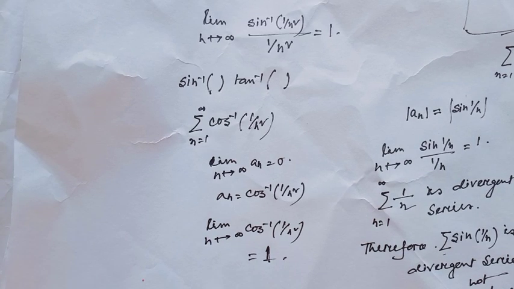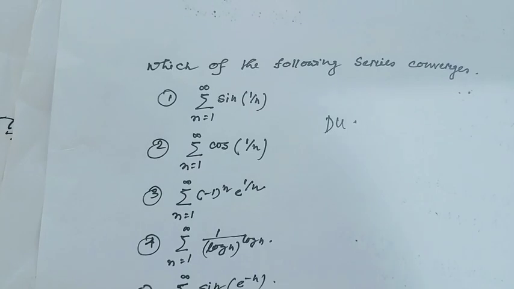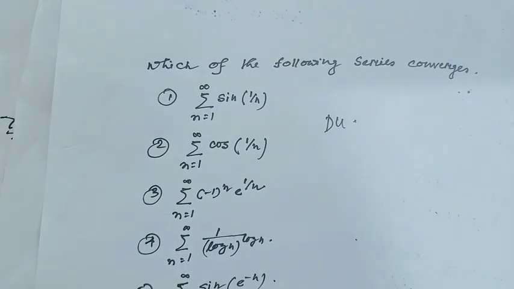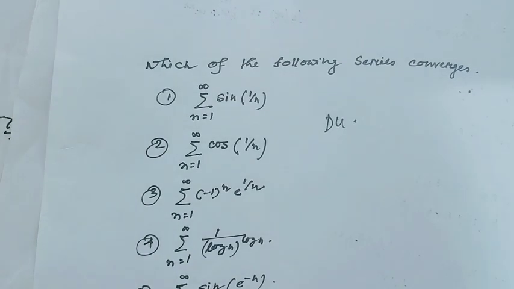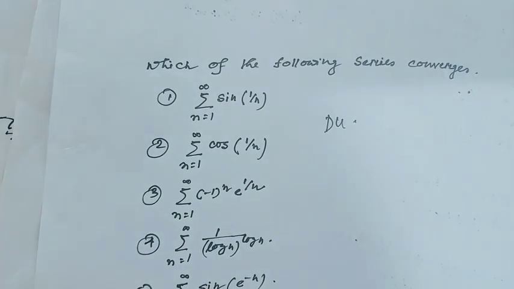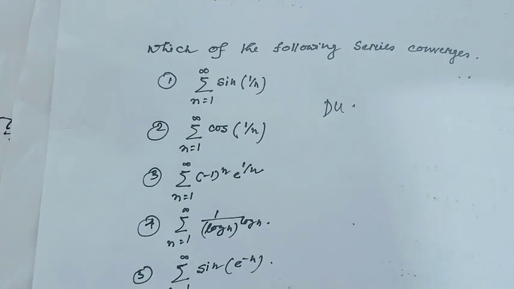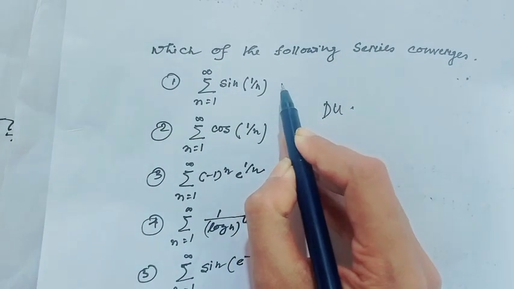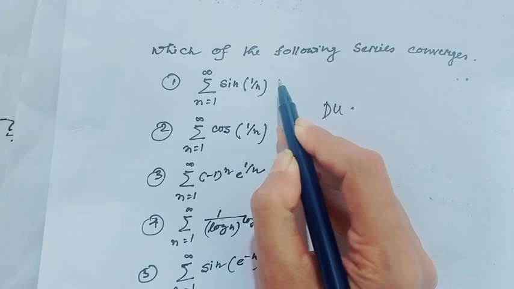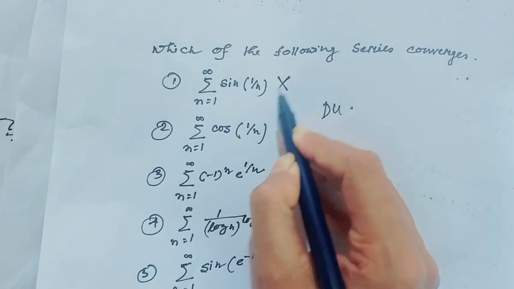Have you understood? Okay. I will say one example which came in a DU exam about series convergence. Notice this series. Obviously, the first series is not convergent by the limit comparison test. I saw it a few minutes ago.